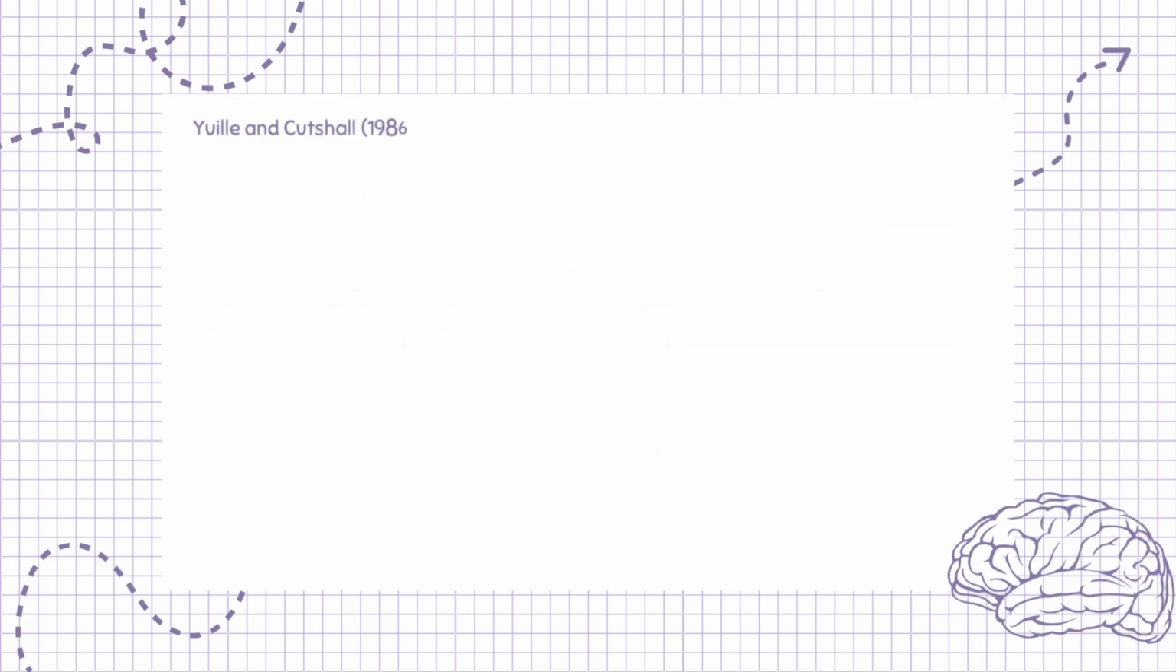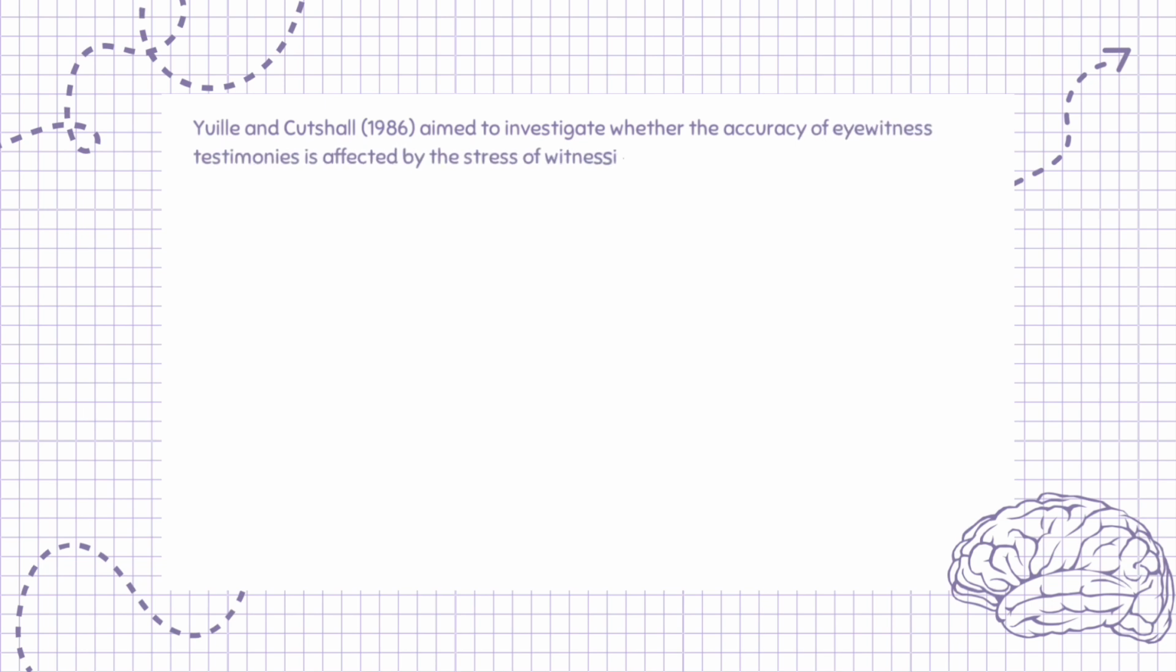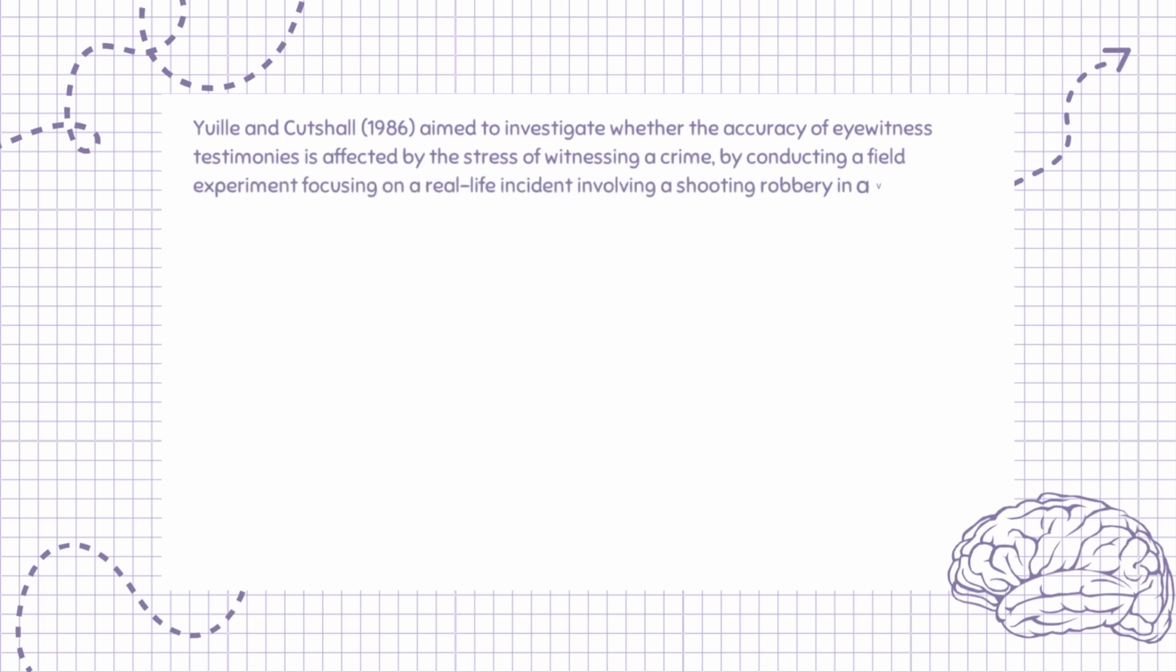Yuille and Cutshall, 1986, aimed to investigate whether the accuracy of eyewitness testimonies is affected by the stress of witnessing a crime, by conducting a field experiment focusing on a real-life incident involving a shooting robbery in a Vancouver gun shop. One person was killed and another person was seriously injured.